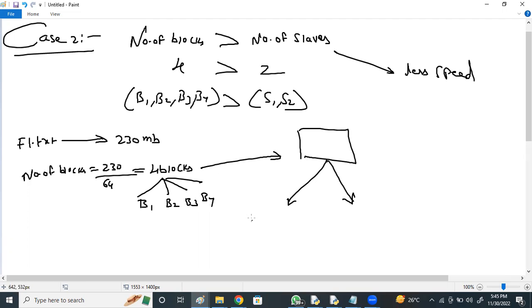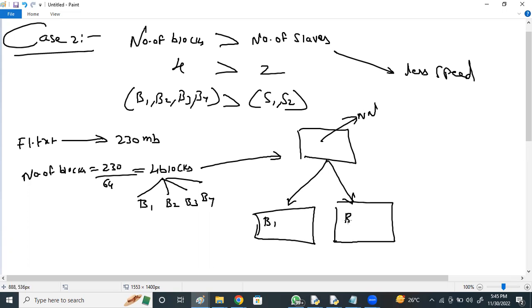Assume you have a smaller number of systems or slaves. Name node, and these are the data nodes. B1 here, B2 here, B3 here, B4, whatever it is, 2 blocks in slave 1, 2 blocks in slave 2. So here, the name node stores metadata, right? Data about data.